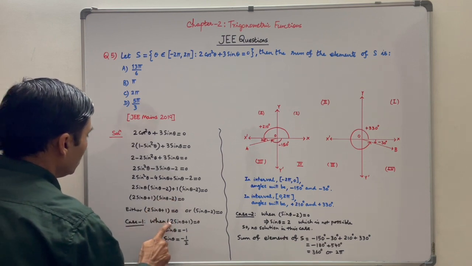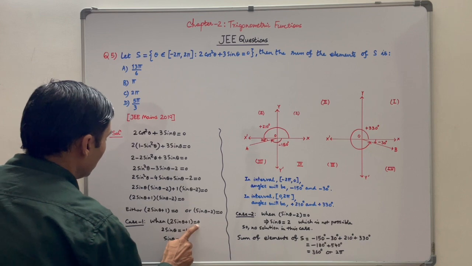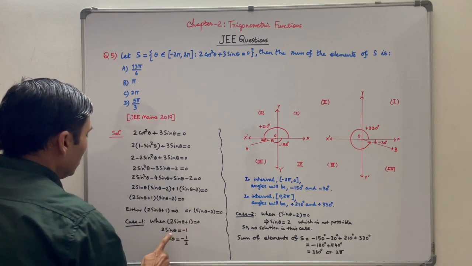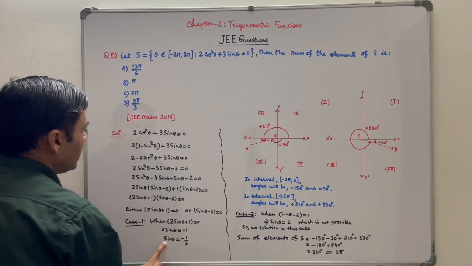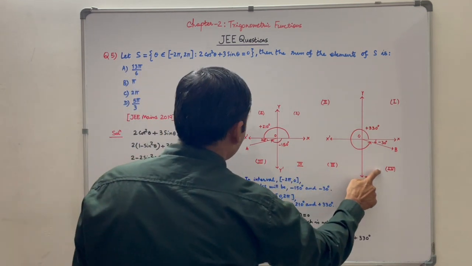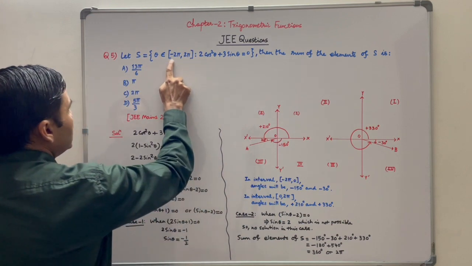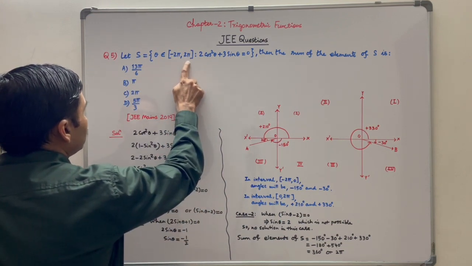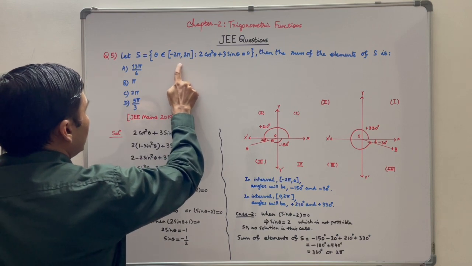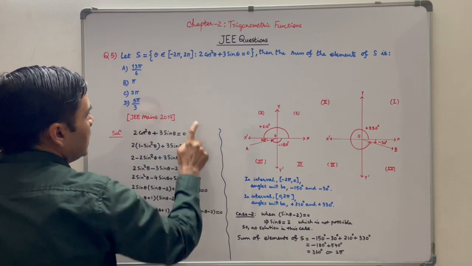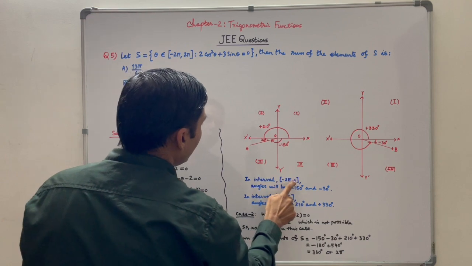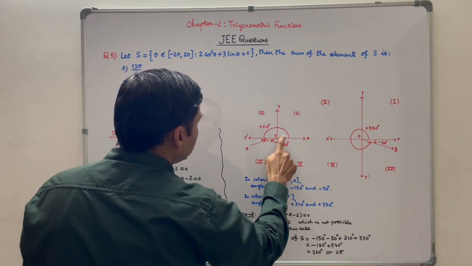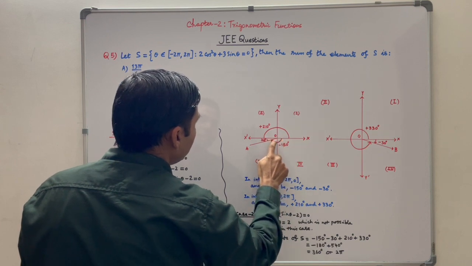Case 1, when 2 sin theta plus 1 is equal to 0, or sin theta is equal to minus 1 by 2. We know that sin theta is negative in the third and fourth quadrants. We will split this interval minus 2 pi to 2 pi into two subintervals, minus 2 pi to 0 and 0 to 2 pi. In interval minus 2 pi to 0, angles will be negative. Angles are negative when they are measured clockwise starting from 0.